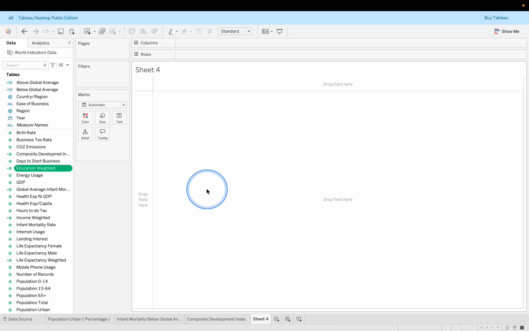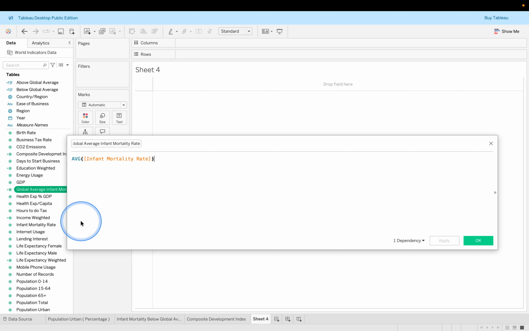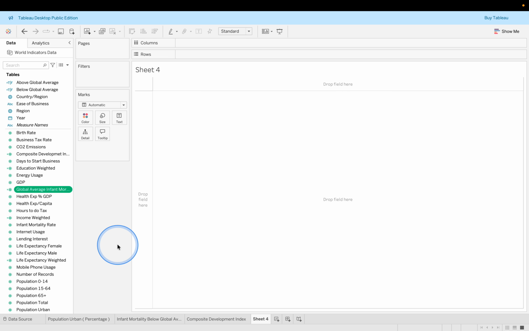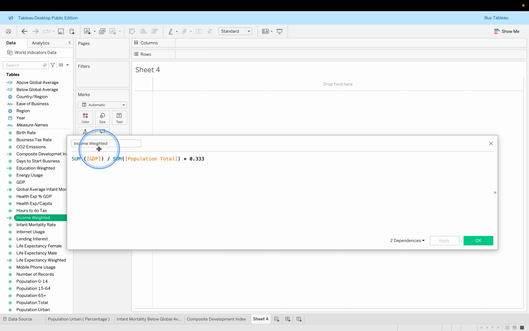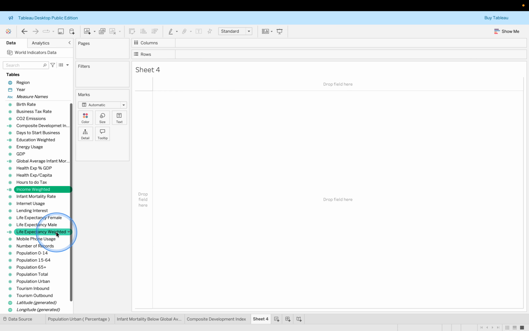Next we have the global average infant mortality, that is average against infant mortality. Next we have the income weighted. It is the sum of GDP divided by the sum of population total, all multiplied by 0.333. That's our global weight.